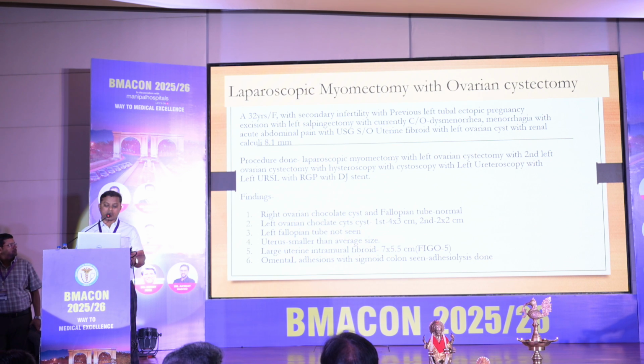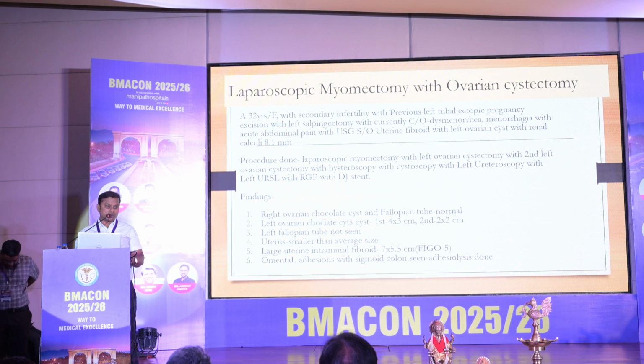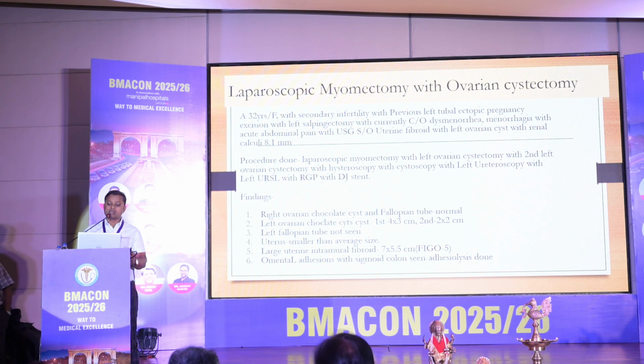Laparoscopic myomectomy with ovarian cystectomy. The patient had acute abdomen, so she came to us in the afternoon. On sonography there was some ureteric stone. Along with that there was an 8 to 10 centimeter fibroid. There was an ovarian tumor cyst, chocolate cyst on both sides. Along with that, one tube was blocked. So multiple operations were done in this patient: laparoscopic myomectomy, cystectomy on both sides, with hysteroscopy and cystoscopy and URSL and DJ stenting.